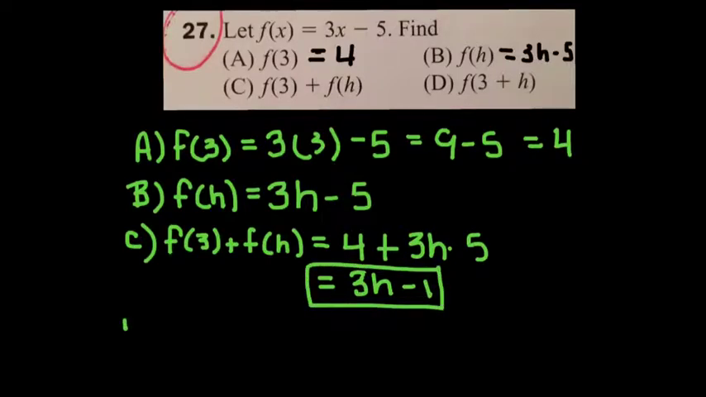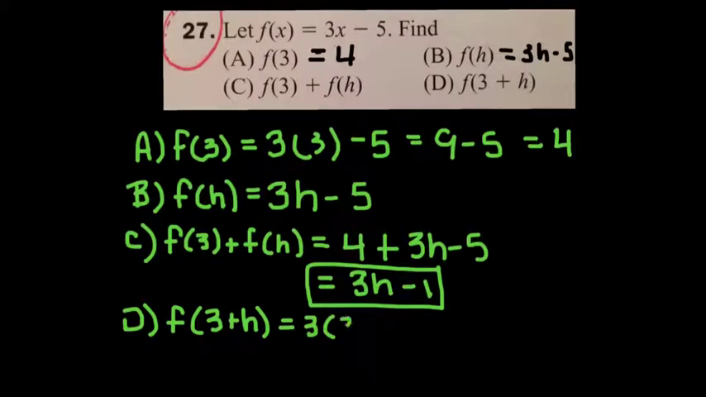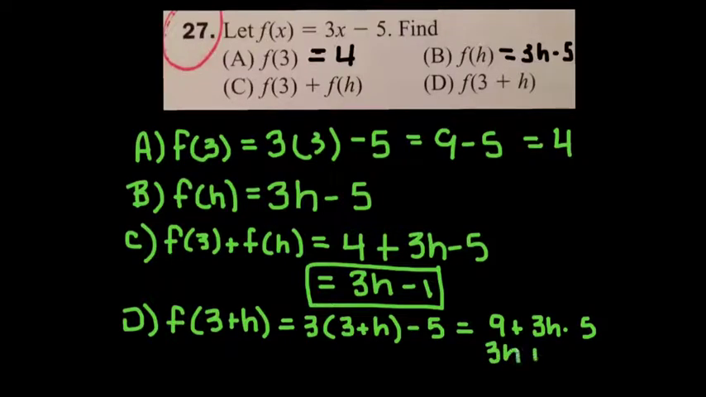And then finally for part D, I'm asked to find f of 3 plus h. In this case, I only see the f one time. That means I'm only evaluating the function one time. I'm replacing the domain variable x with this quantity 3 plus h. So instead of saying 3 times x, I'll say 3 times the quantity 3 plus h, and then I still have the minus 5. If I distribute the 3, that gives me 9 plus 3h minus 5. If I combine those like terms, I have 3h plus 4.